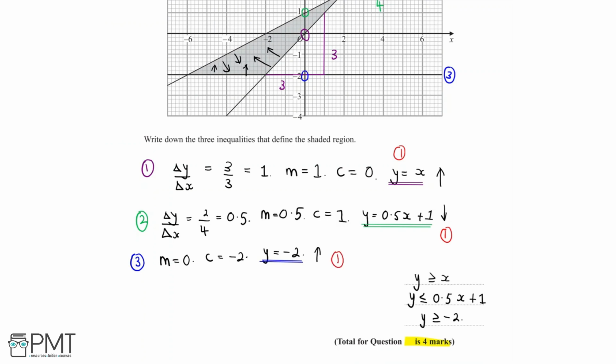And now the fourth and final mark is for identifying whether these lines are less than or equal to, or greater than or equal to, and for stating the final inequalities that y is more than or equal to x, y is less than or equal to 0.5x plus 1, and y is more than or equal to minus 2, allowing us to get the fourth and final mark needed for this question.